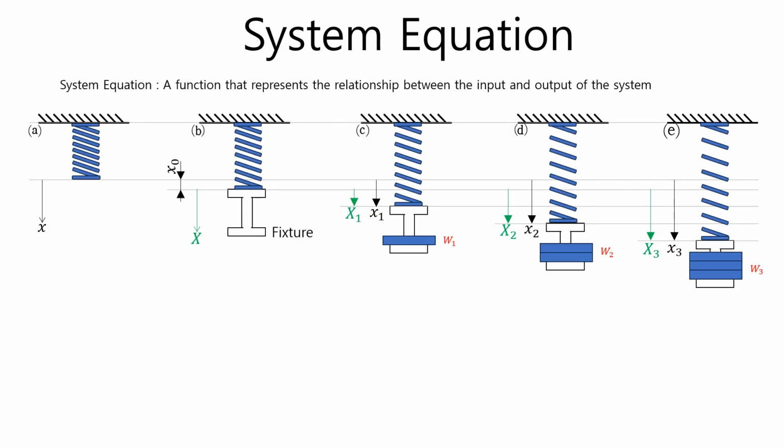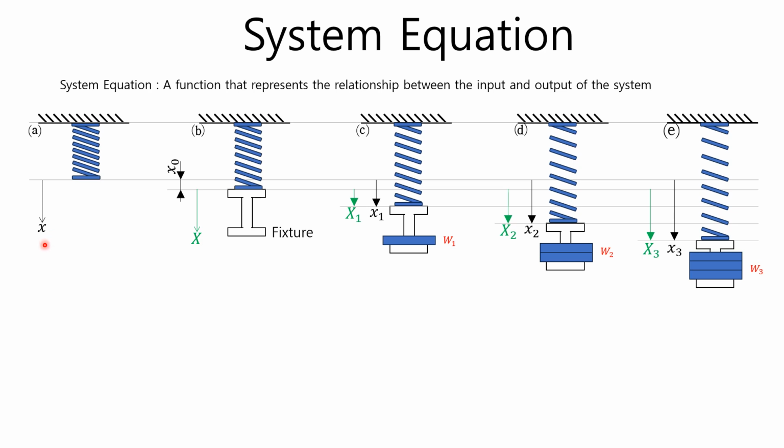A system function is a function that represents the relationship between the input and output of a system. System function depends on how you define the system. For example, the figure here represents a simple mechanism consisting of a spring and a fixture. Let's look at how to set up the system function in two cases, the lowercase x-coordinate system and the uppercase X-coordinate system. Let's first look at the measurement system for coordinates, denoted by the lowercase letter x.